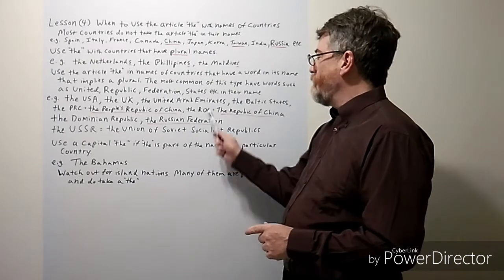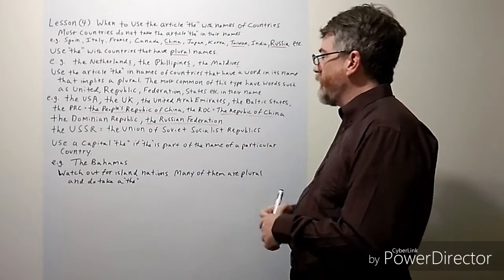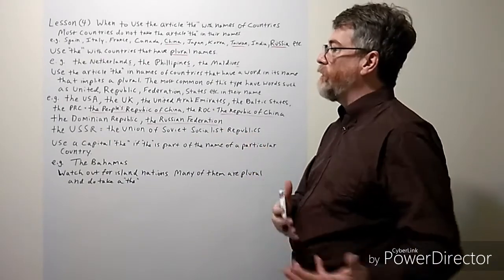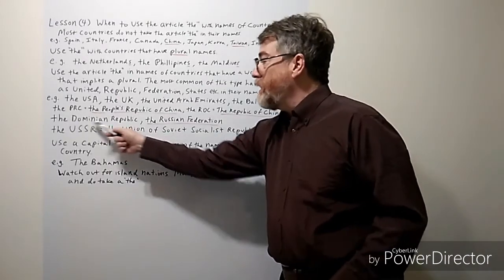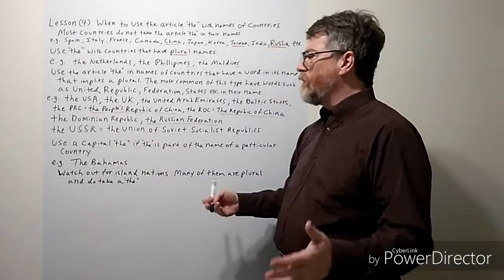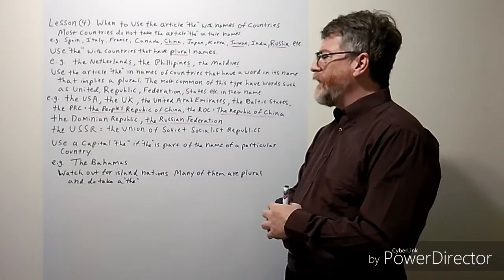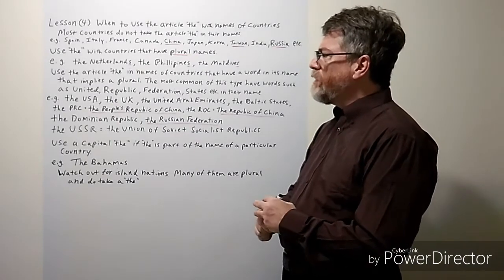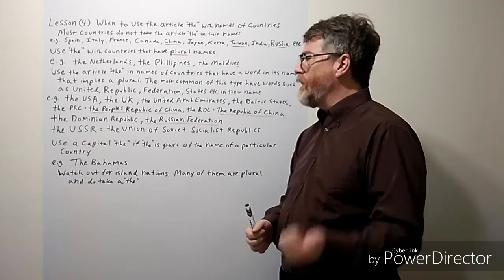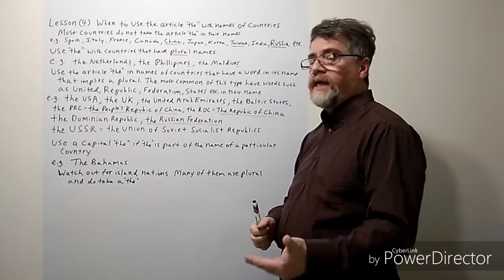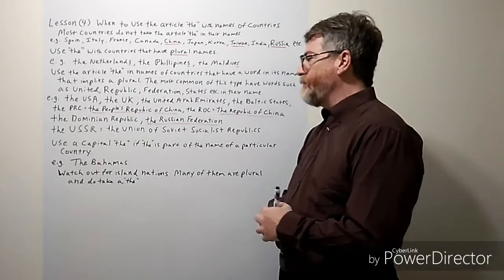So we have the ROC, the Republic of China. Like I say, that's another name for Taiwan. The Dominican Republic. So again, a lot of words with republic. I think we've got the Czech Republic. There's a lot of them like that. But again, those are among the most common ones. So if you can remember United, Republic, Federation, States, that covers most of it.